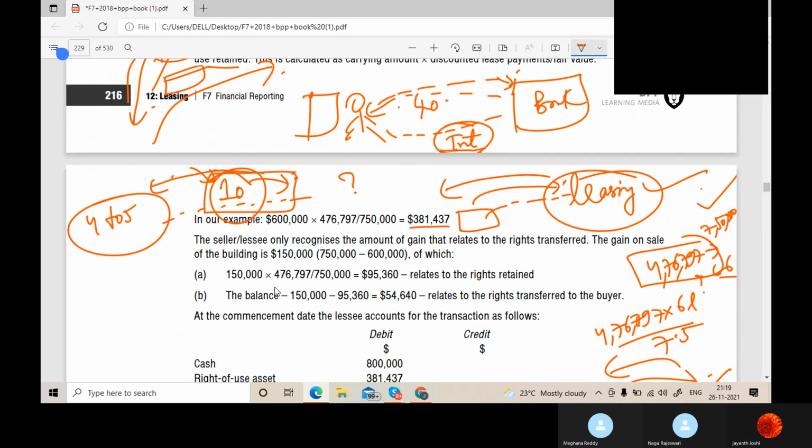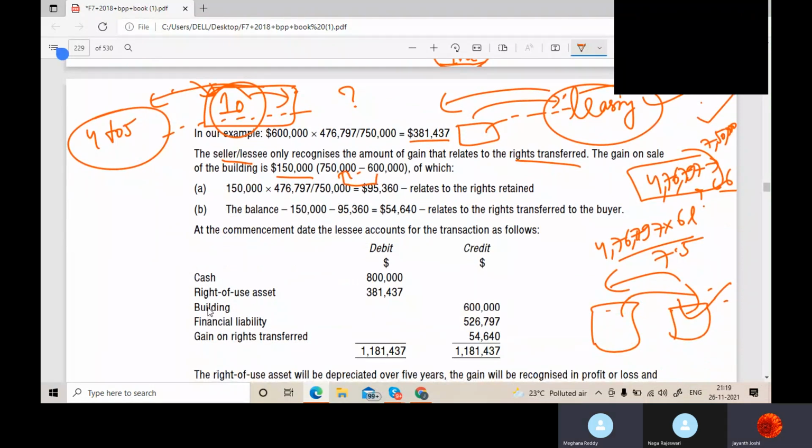Correct? Now the seller lessee only recognizes the amount of gain that relates to the rights transferred. So he has transferred the rights now. Of the 6 lakh asset, he got 7.5 lakhs. So how much is the gain? 150, correct? That gain is as per 7.5 lakhs. Correct or wrong?